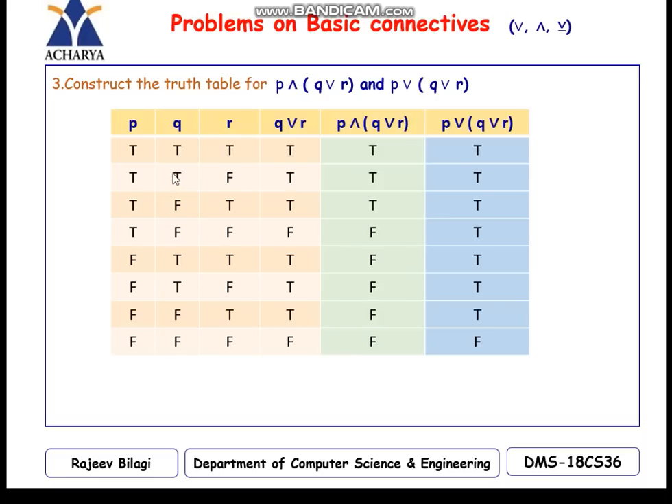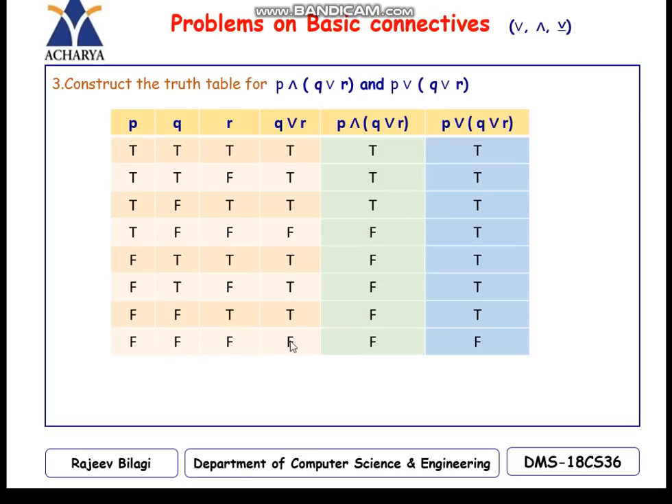Okay. Now first one is Q or R. So what it says, if both are false, then only false, otherwise it is true. Now in the Q and R column, you find out where is F and F. Okay, F, F. So hence I'll write F. In the last column, it is F and F.